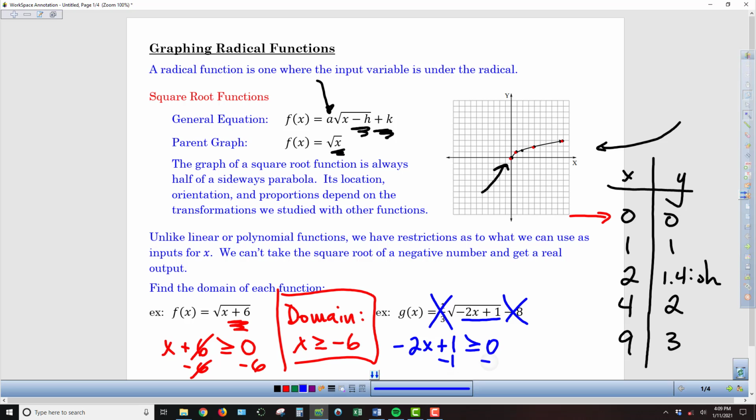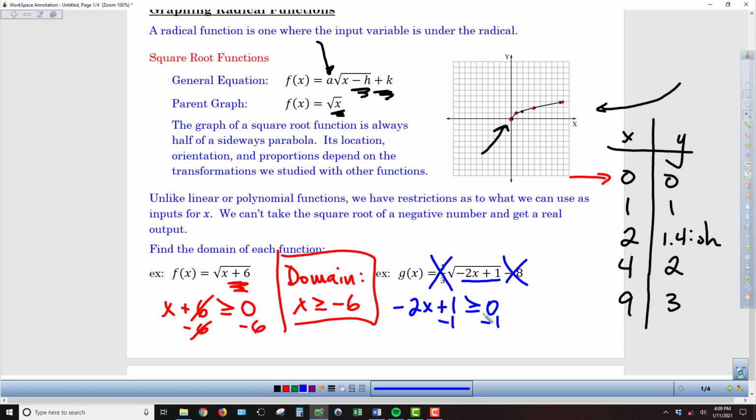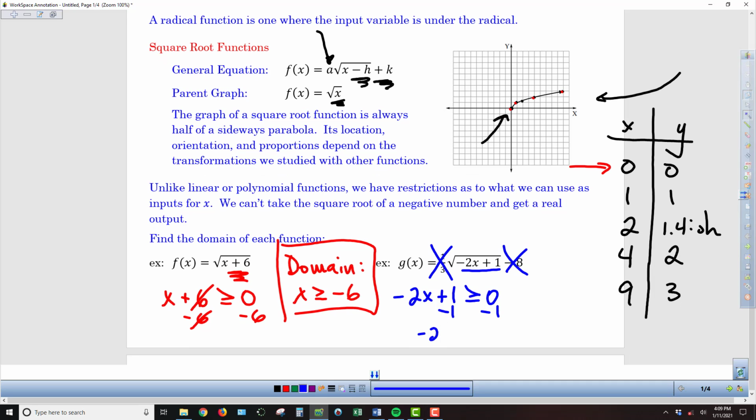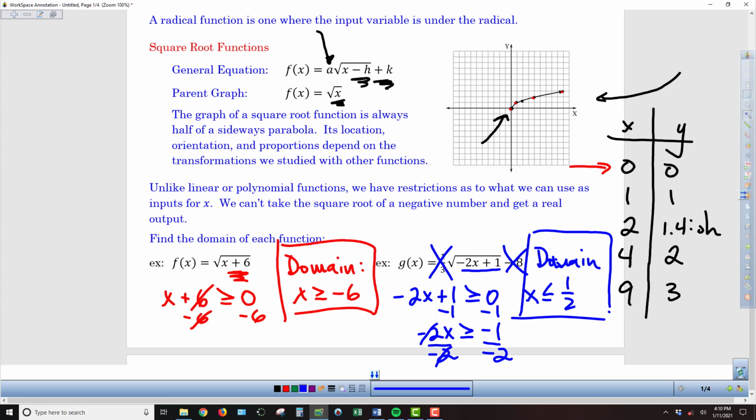So I'm going to subtract 1 from both sides. I'm going to scroll down a little bit to give us a little more room. So that gives us -2x is greater than or equal to -1. I'm then going to divide both sides by -2. Now if you'll recall, when we divide both sides of an inequality by a negative, we have to flip the inequality symbol. So we're going to end up with x less than or equal to, and then -1 divided by -2 is +1/2. So our domain, the numbers we're allowed to plug in for x into this function, are all those that are less than or equal to 1/2.